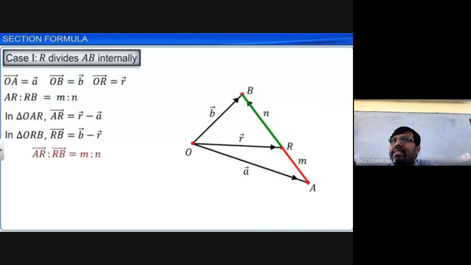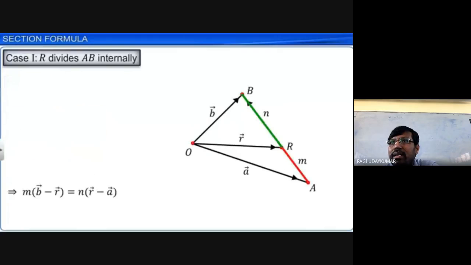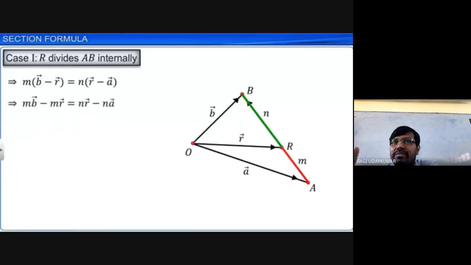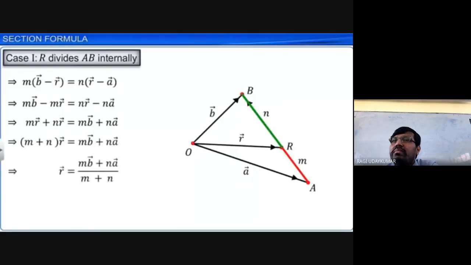It is given that AR is to RB is equal to M is to N. So AR by RB is equal to M by N. That is, N into AR bar equals M into RB bar, where RB bar is B bar minus R bar. From this you are going to get the R bar vector as M into B bar plus N into A bar by M plus N.